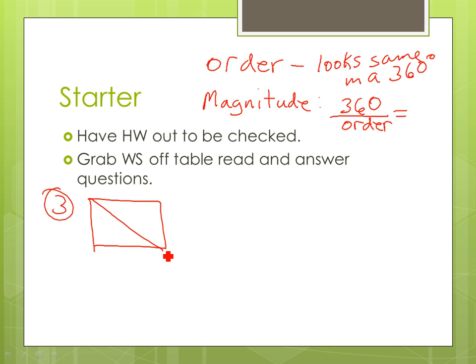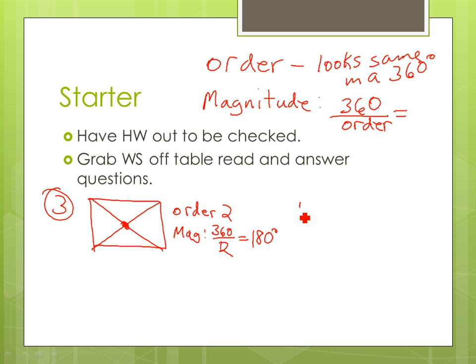If we look at number 3, we have a rectangle with an X through the middle, with diagonals drawn into it. If you rotate that, and maybe take your paper and do the rotation, you're going to figure out that the order is 2, because twice it's going to look exactly the same, and the magnitude is 360 divided by 2, which is 180 degrees. So every time we turn that shape 180 degrees, it looks exactly the same. And again, we're rotating it about that point right there in the middle.